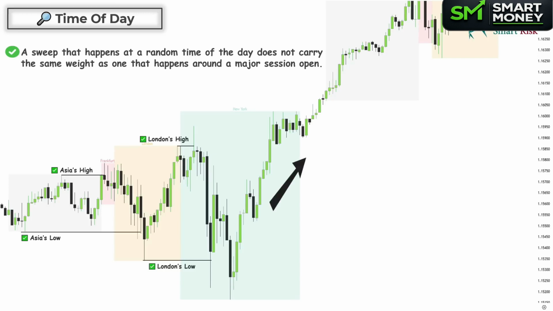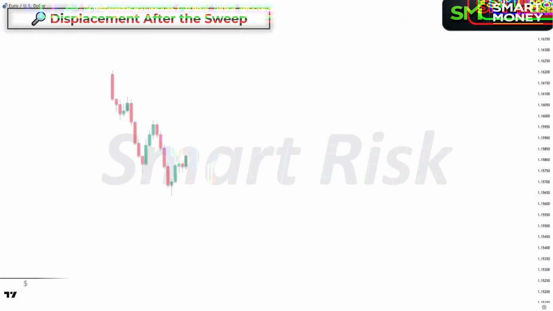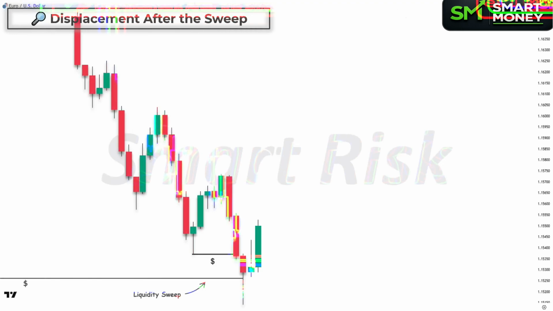But remember, time is only a filter, not a confirmation. A sweep happening at the right time gives us context, but we still need price action to confirm that the liquidity event actually caused a meaningful reaction. And this brings us to one of the most important confirmations: displacement after the sweep.